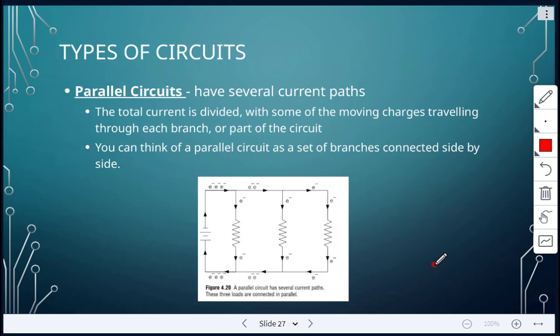The total current is divided, with some of the moving charges traveling through each branch or part of the circuit. So it's like a set of branches connected side by side. This is what a parallel circuit looks like. Several current paths. We've got three different loads here. They're connected in parallel. So these resistors here are connected in parallel.